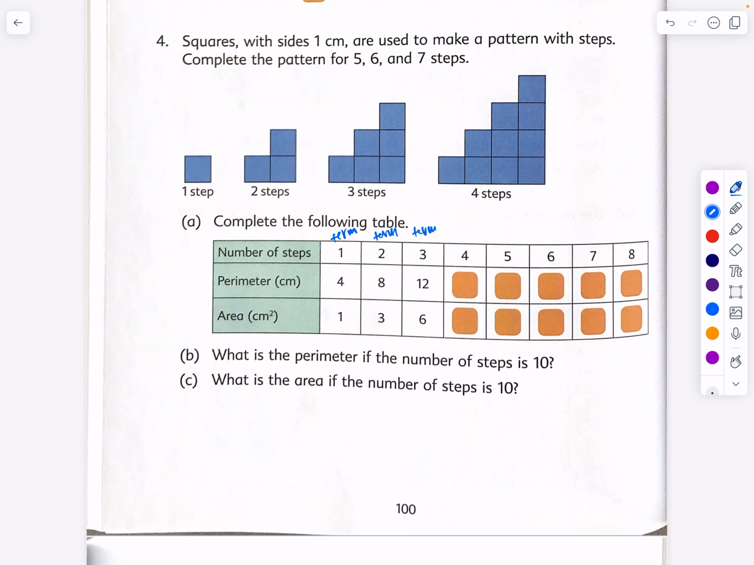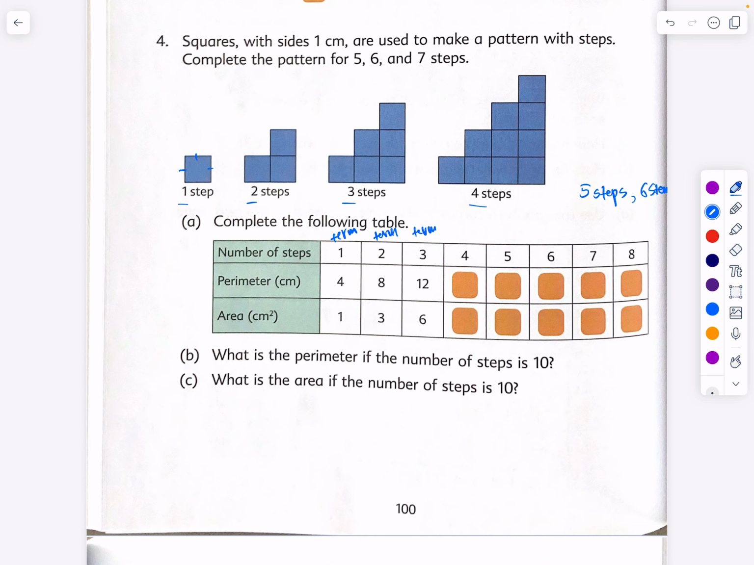So we have 1 step, 2 steps, 3 steps, 4 steps. Then they want us to do 5 steps. And of course, the next one would be 6 steps. We are not going to draw. We're going to look at the pattern and we're going to predict what's going to happen in larger and larger terms. So in the first step, what is the perimeter?